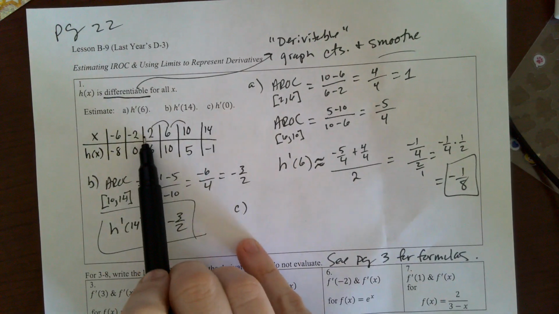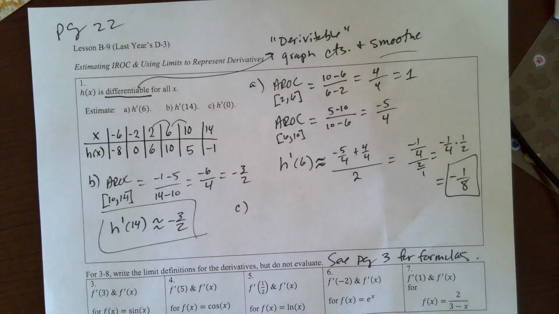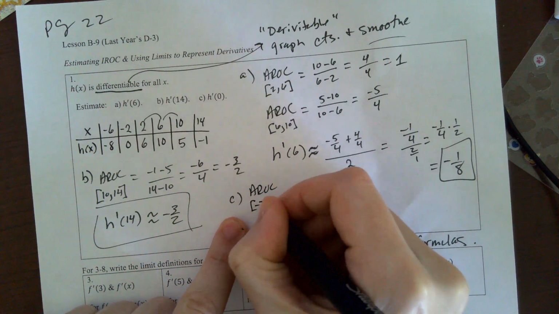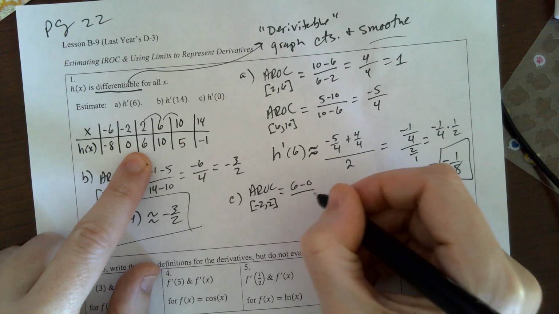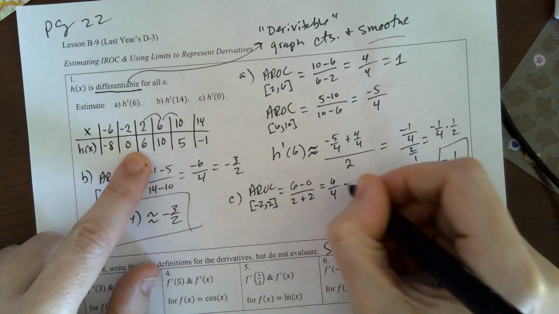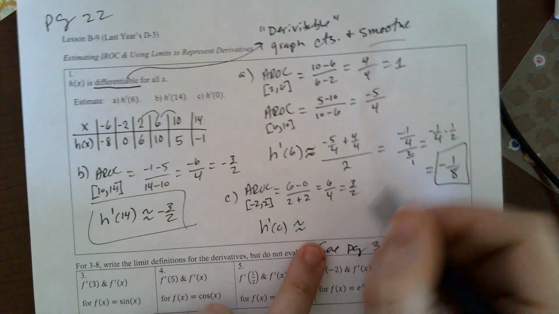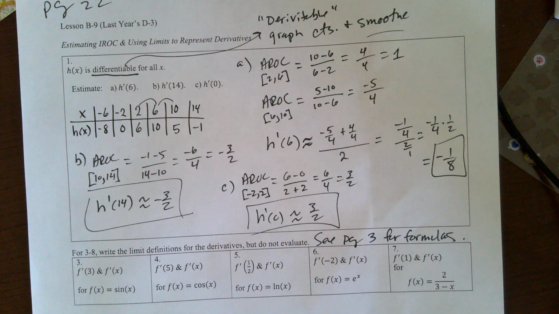So really our only option, since they're not even showing the point, is to do the AROC on the interval where 0 falls, which would be negative 2 to 2. So AROC on negative 2 to 2, 6 minus 0, 2 minus negative 2 is 2 plus 2. Alrighty, so for part C, h prime of 0 is approximately 3/2. All right, guys, there you have it. So that's how you estimate the derivative from a table.